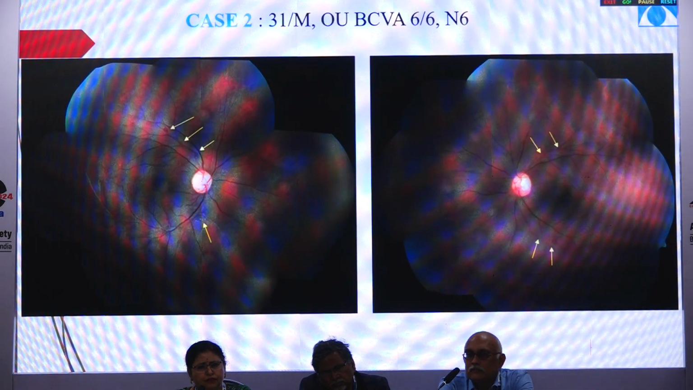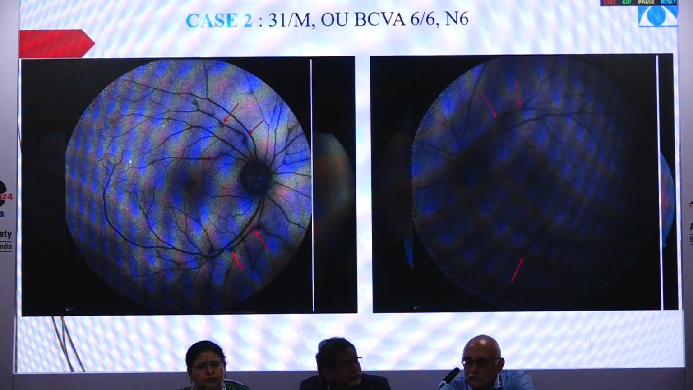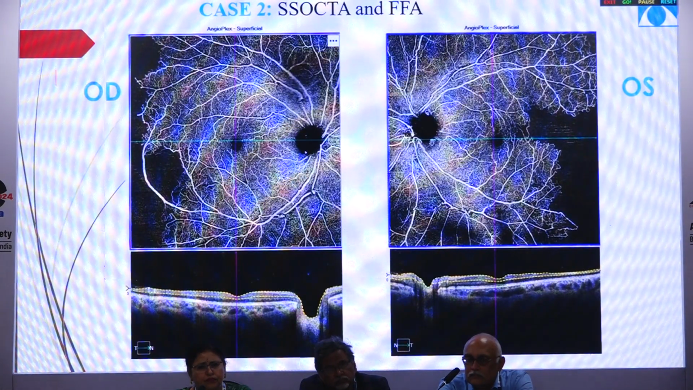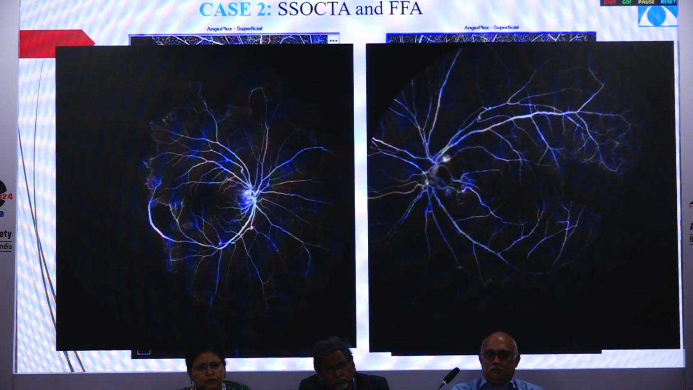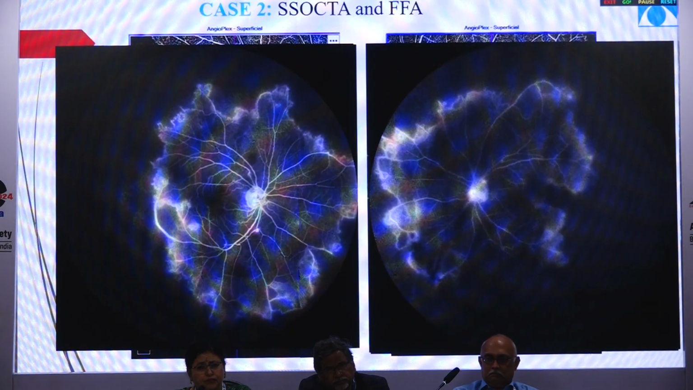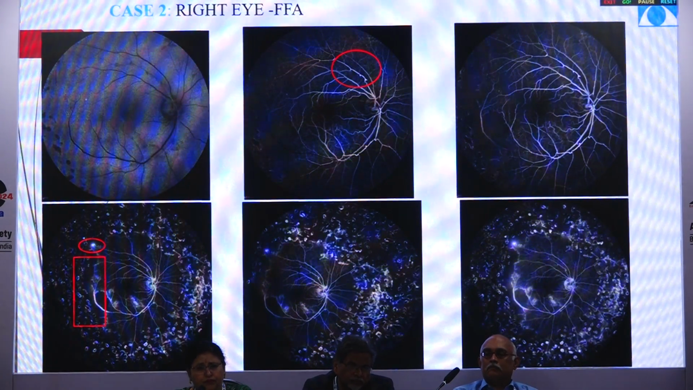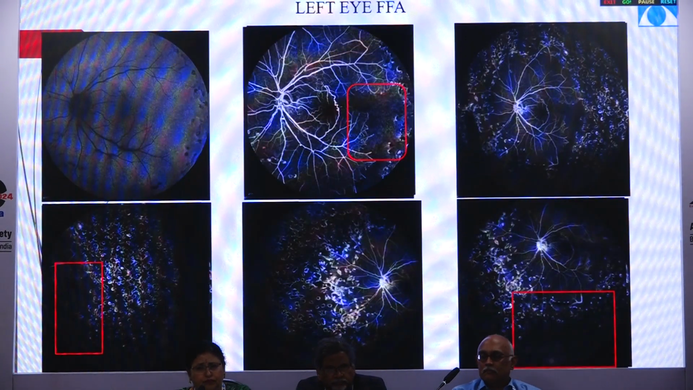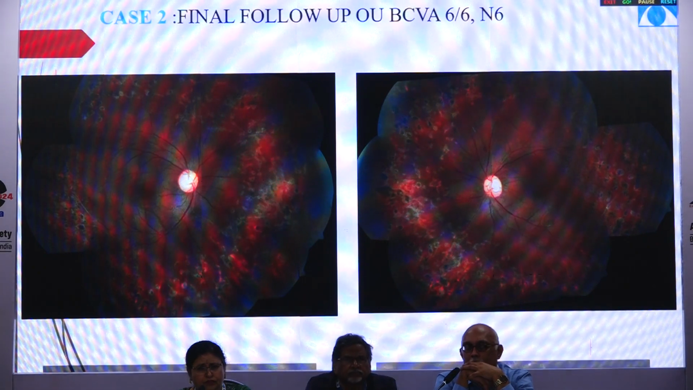Second case is of a 31-year-old male with vitreous hemorrhage in the left eye, multiple aneurysms seen along the vessels in both eyes. OCTA shows CNP areas in superficial plexuses and larger CNP areas are seen on FFA in both the eyes. Because of this extensive CNP, he was lasered and on subsequent follow-ups, he further developed CNP areas which were subsequently lasered, and now the patient is doing well with BCVA of 6/6 in both eyes.